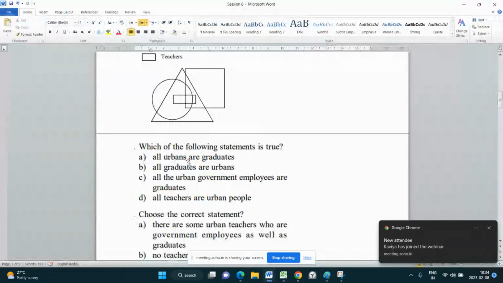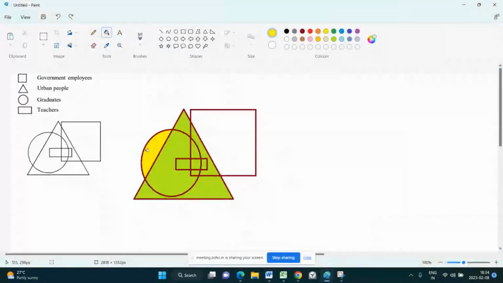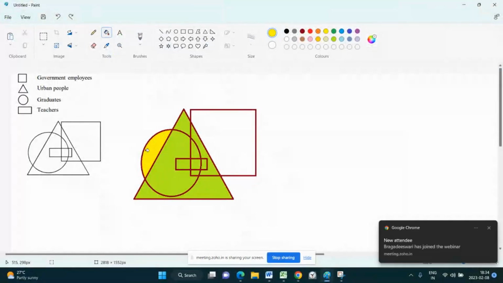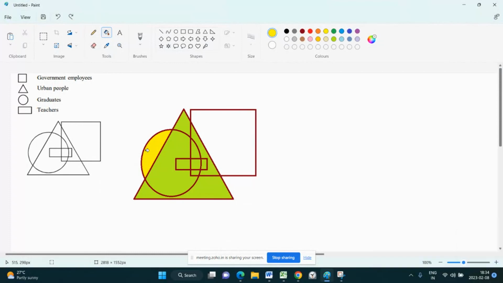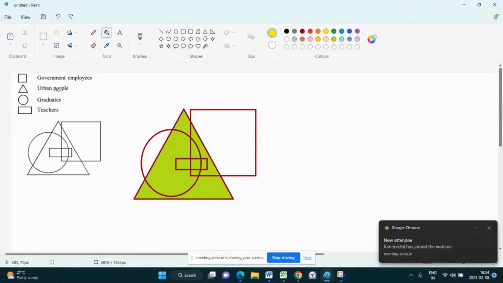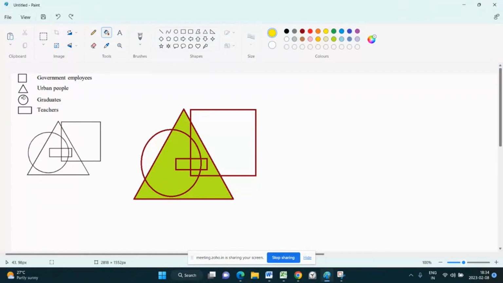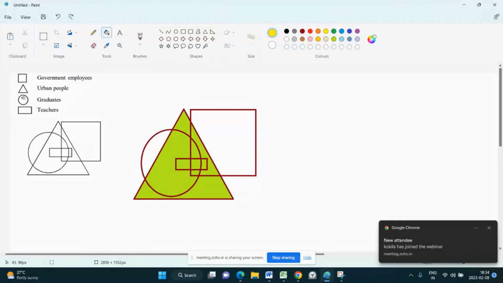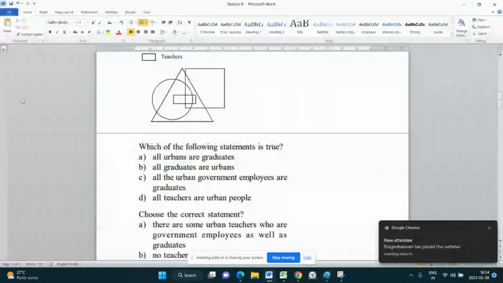All urbans are graduates. So the circle should have been completely filled, but the circle is not filled. When we tried to identify the urban people here, which is nothing but this one, I have this triangle filled with urban people. If they are graduates, then the graduate circle should be lying within this urban. It is not. So the first one is false.